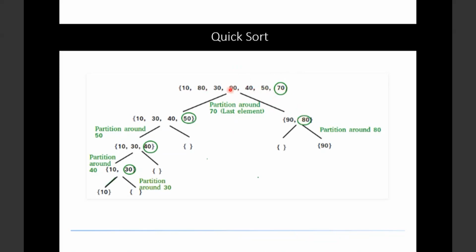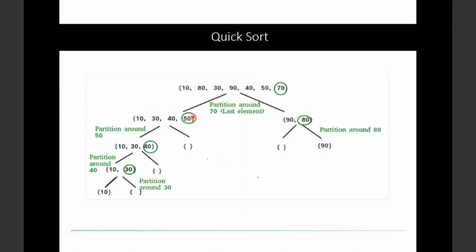And then 30. Since 30 is smaller than 70, 30 will go to the left. What about 90? Since 90 is bigger than 70, 90 will go to the right. And then 40 is smaller than 70, it will go to the left. 50 is smaller than 70, it will go to the left group. Now we take another pivot for the left group and right group.